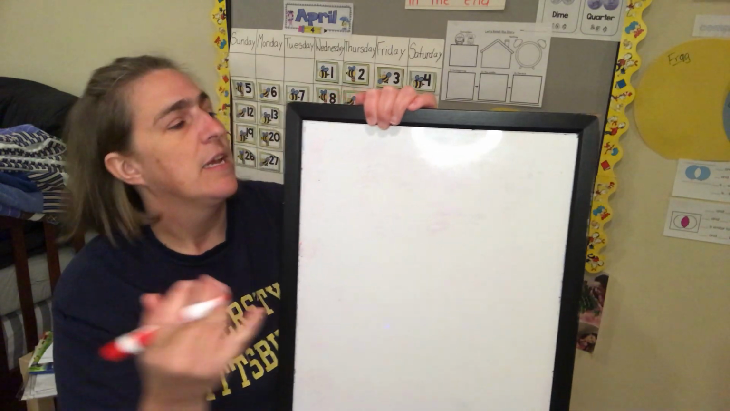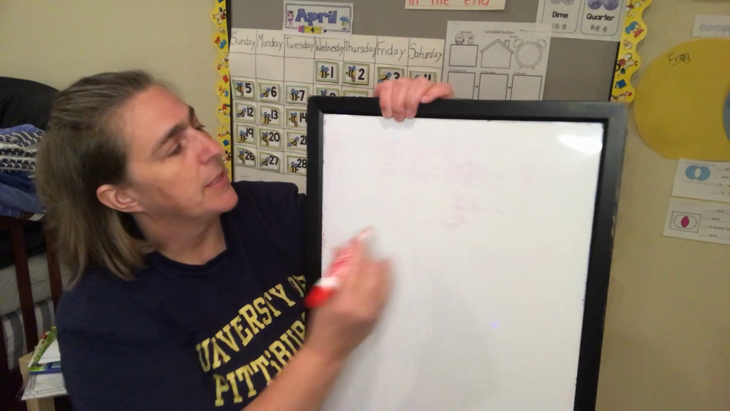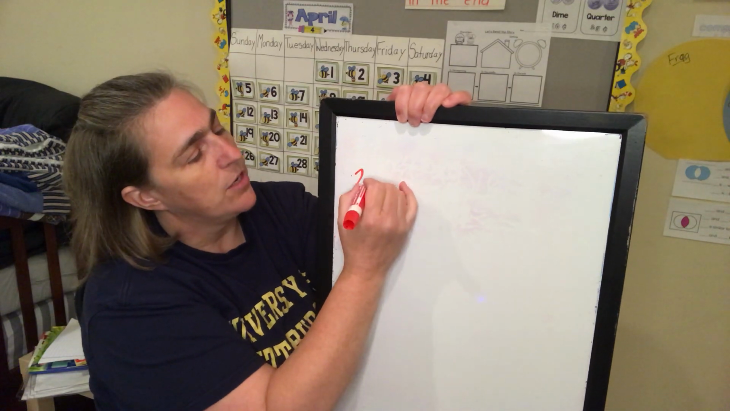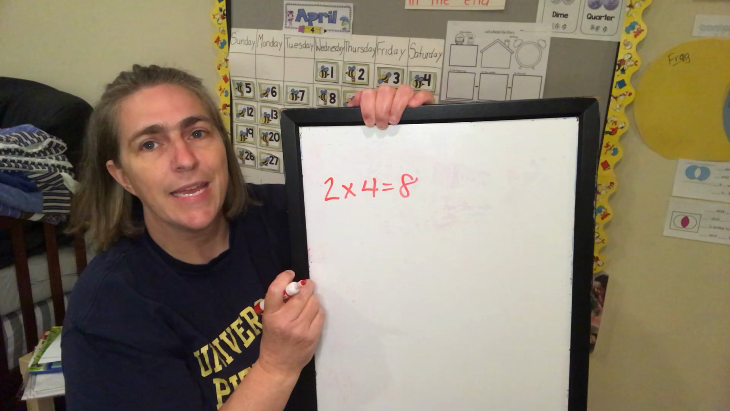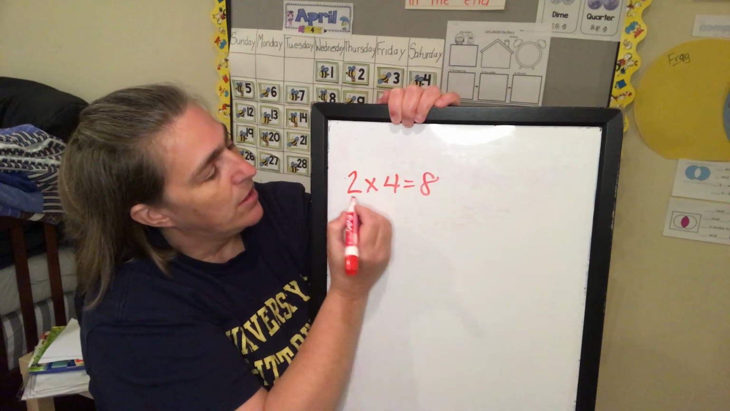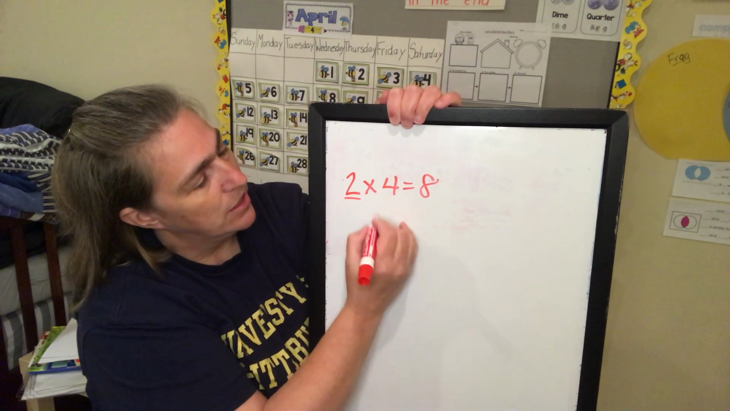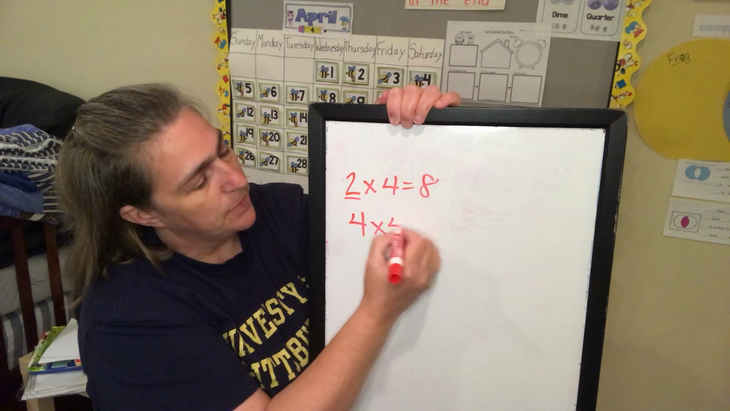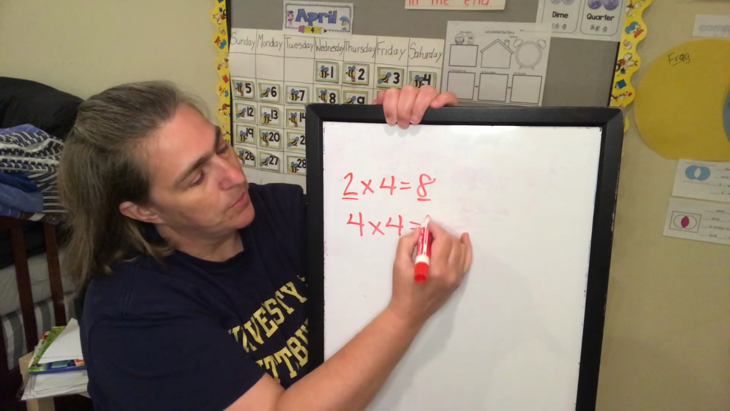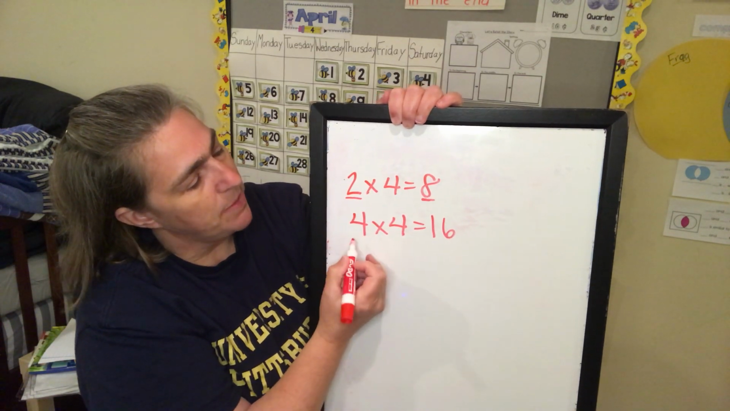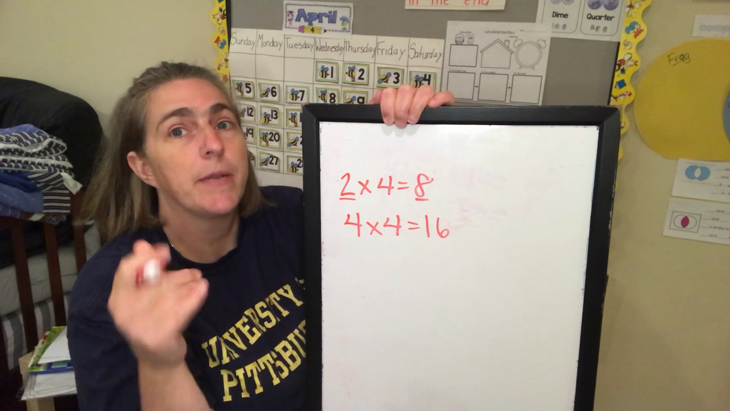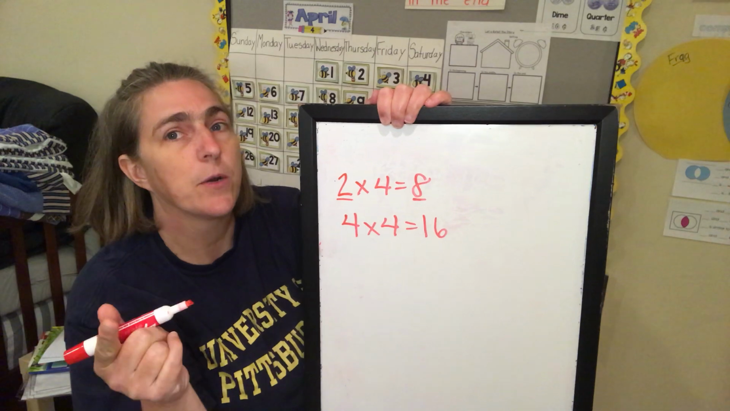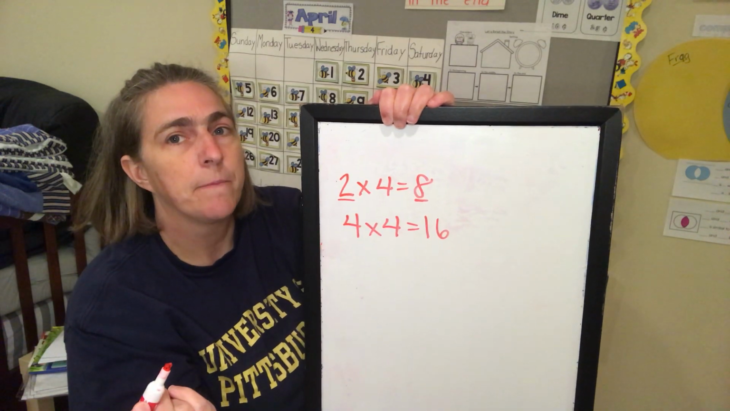The first thing we're going to talk about is doubling. If we know the fact 2 times 4 equals 8, then I know I can double a factor and solve 4 times 4 by doubling the product. So I should be able to look at the problem of 4 times 4 and say, I don't know 4 times 4, but I do know 2 times 4. So how can that help me?